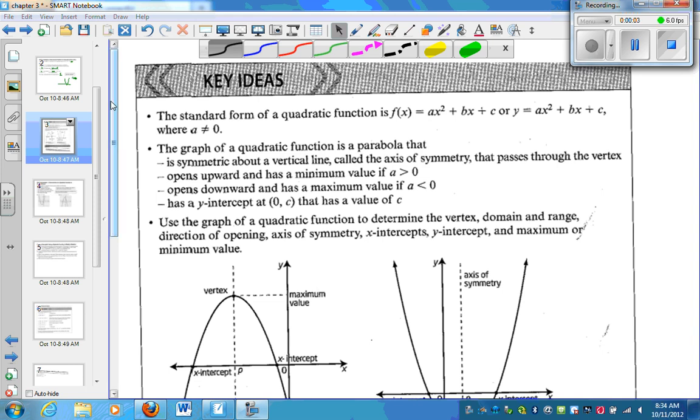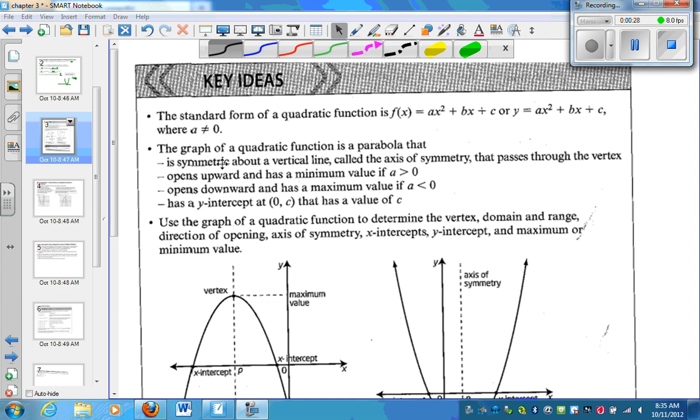Section 3.2. The standard form of a quadratic function is f of x equals ax squared plus bx plus c, or y, because y is the same as f of x, equals ax squared plus bx plus c, where a cannot equal 0. If a was 0, we wouldn't have a squared term, and it would no longer be quadratic. That's what quadratic means: there's a squared term.